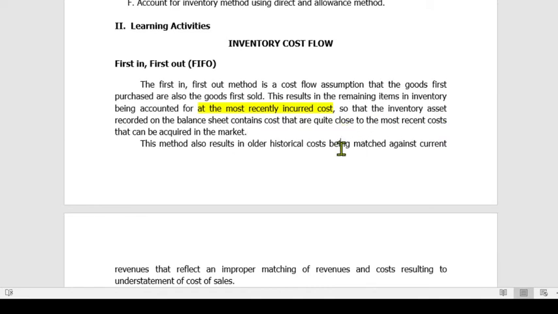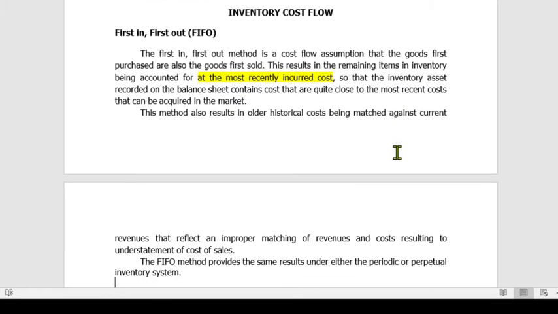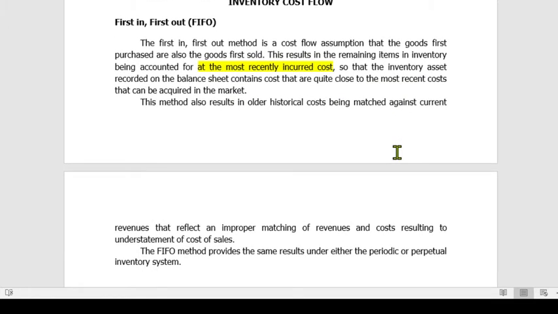This method also results in older historical costs being matched against current revenue. So there is a disagreement about using the first in first out method because there is the tendency of violation of the matching principle, kasi yung current revenues ay pwedeng ma-match versus sa older historical cost.